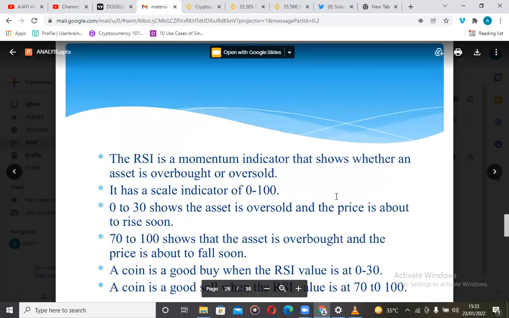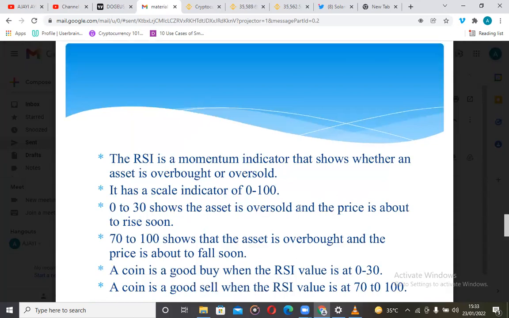Now I said it has a scale of 0 to 100. 0 to 30 shows the asset is oversold. There is low demand for the coin. People have sold and sold. So 0 to 30 shows that the price is oversold and the price is about to rise soon, right? So 70 to 100 shows what? This asset is overbought and the price is about to fall soon.